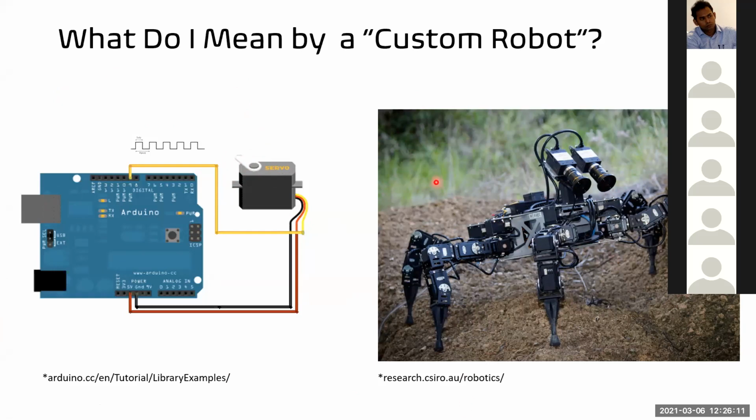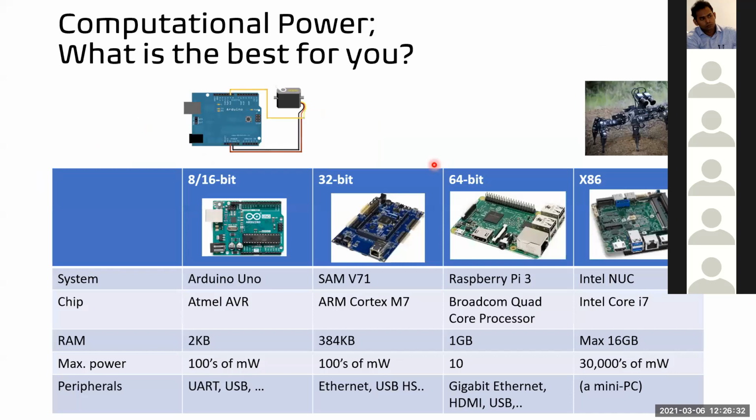So let's see how we can do that, starting from the very small example. So this project on the left hand side, it doesn't mean it is actually a simple one. Even though it is simple in hardware, it can be extremely complex in control system wise. So nothing is like a simple project in robotics. So the first most important thing is computational power.